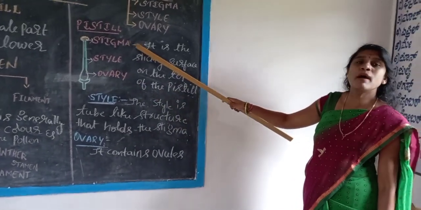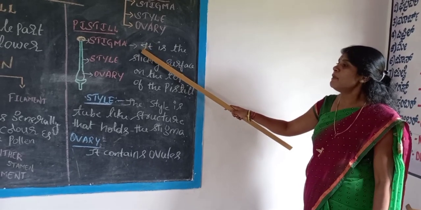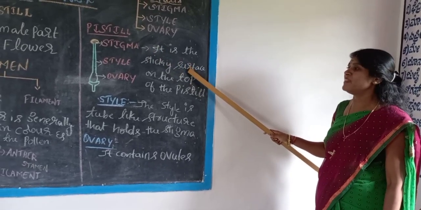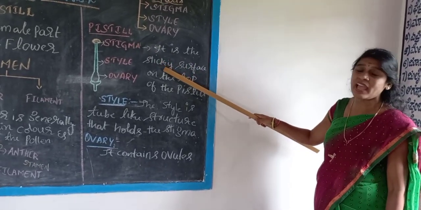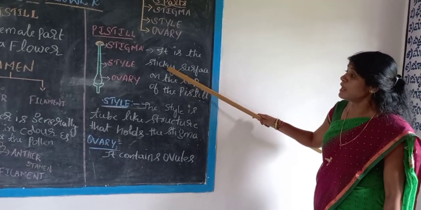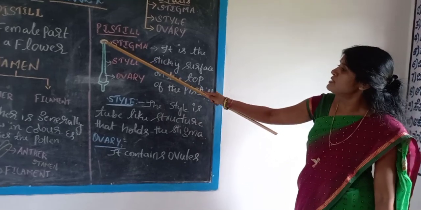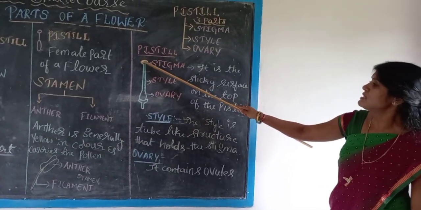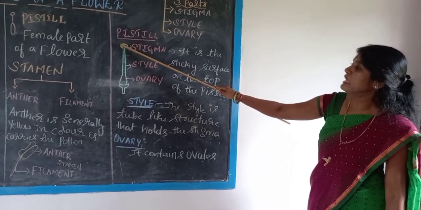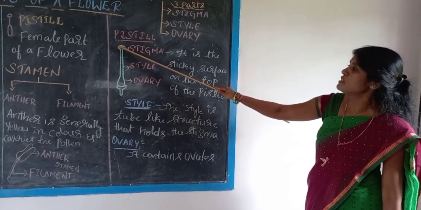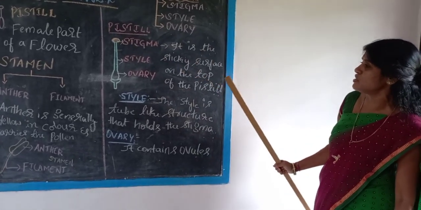What does stigma mean then? Stigma is the sticky surface. Sticky means gum-like surface on the top of the pistil. See, if you consider the pistil, this is the stigma. It is sticky in nature. This top portion is sticky in nature.